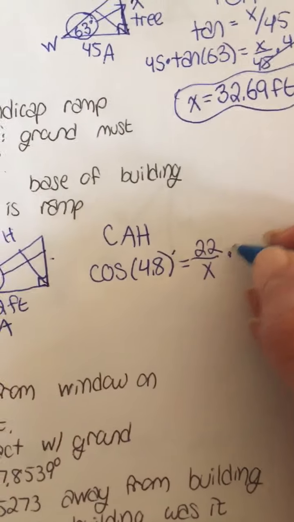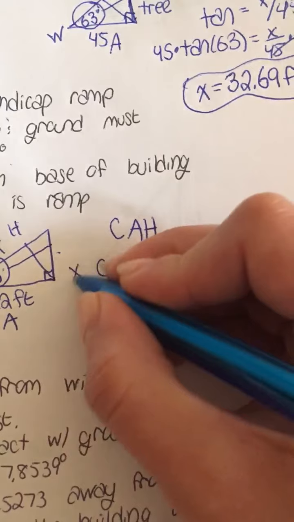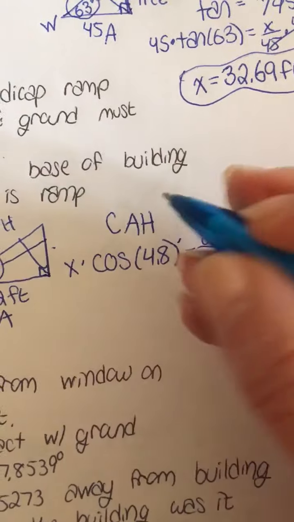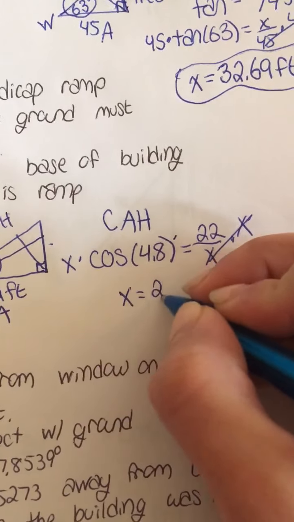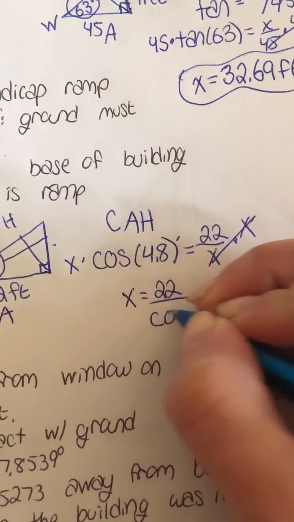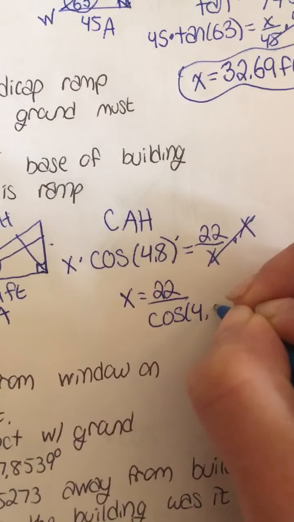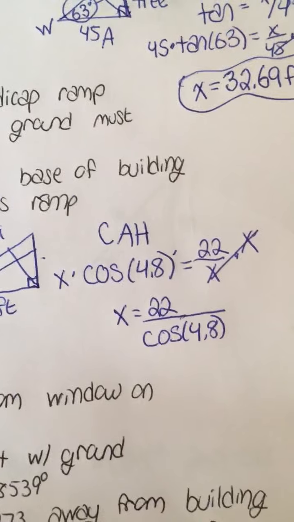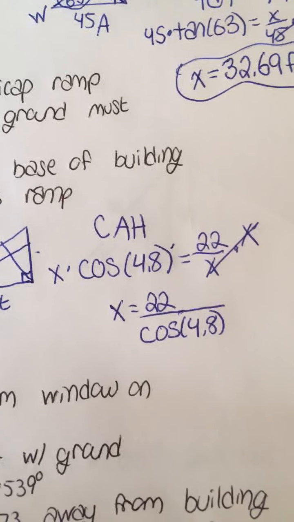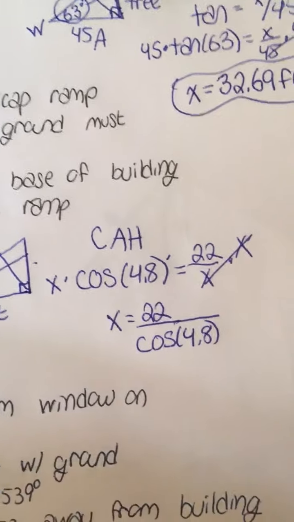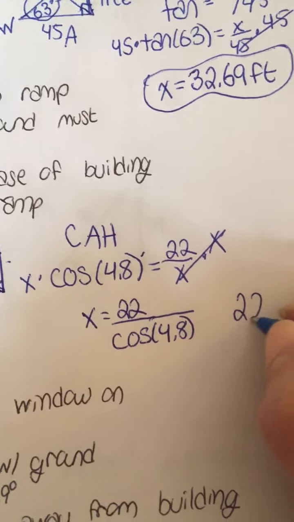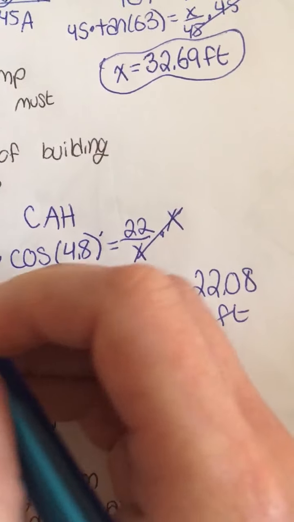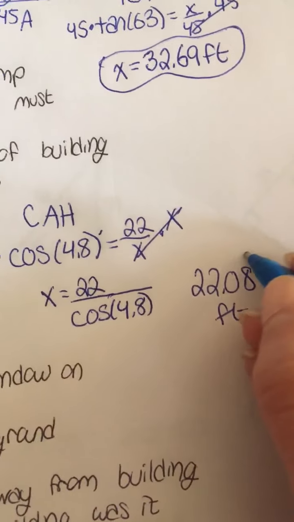So again, times X, always multiplying by whatever's in the bottom. We have one more step. We have to undo this multiplication by division. So you're going to do 22 divided by cosine 4.8. And that is 22.08 feet long. So it's not too much longer than the base.